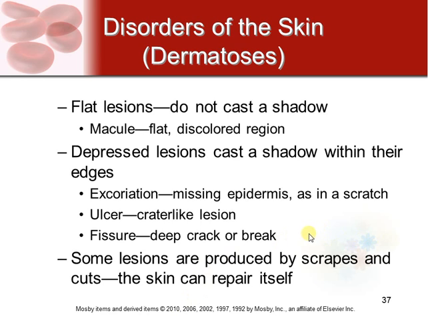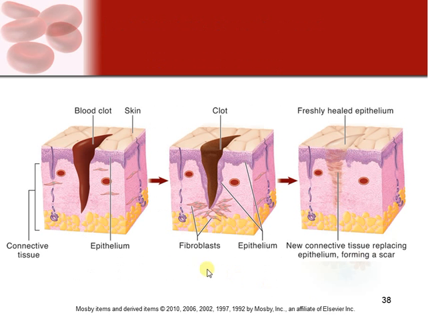Some lesions are just produced by scrapes and cuts, and they easily repair themselves. Some of them take a little more time and some effort to help them in their healing process. So this is just a picture of skin as it's healing. This is someone who has maybe a fissure in their skin, that deep crack. This would be their epidermal layer, this darker purple one. You see their dermal layer here, and then this is adipose tissue underneath. I know we haven't covered that yet really, but adipose tissue is like fat cells underneath your skin.